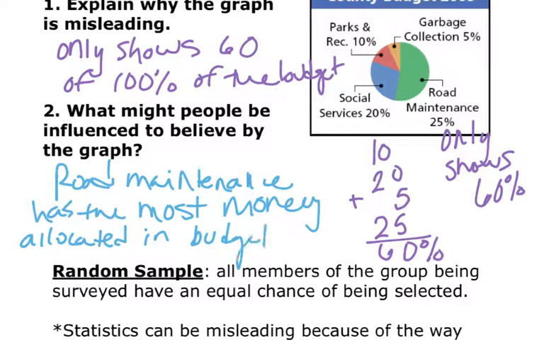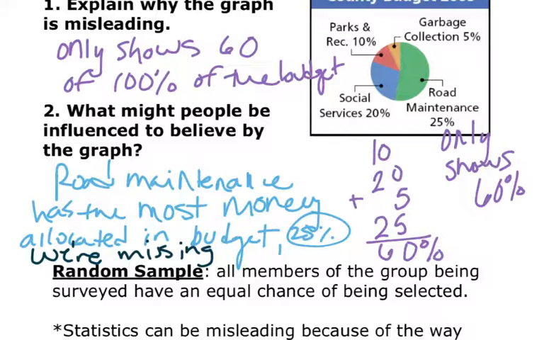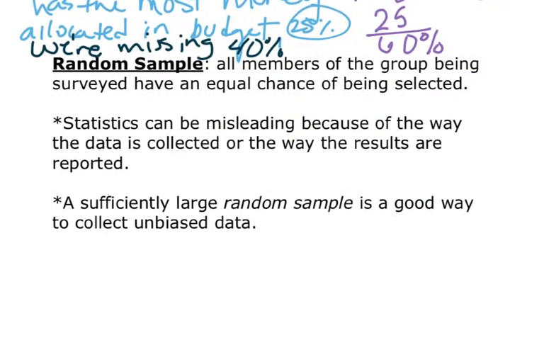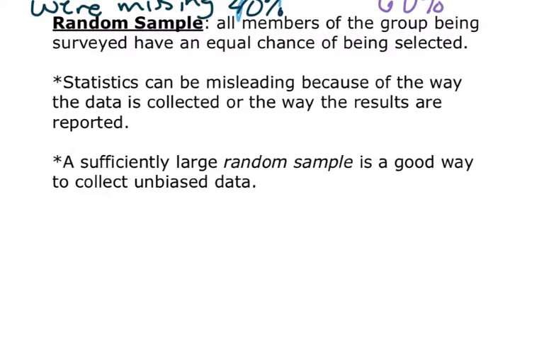When in reality, the road maintenance is only 25%, and we're still missing the 40%. And so that could be a completely different set. And again, that 40% could make up a significant amount, especially compared to only the 25% of road maintenance within that budget. So they're hiding something, perhaps. All right.